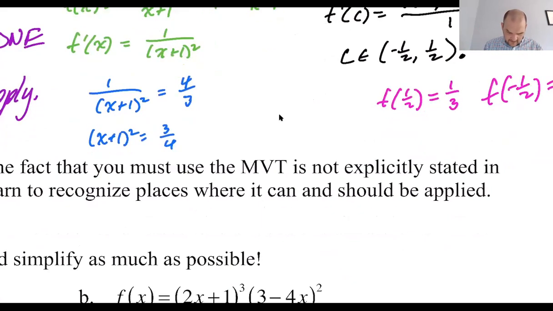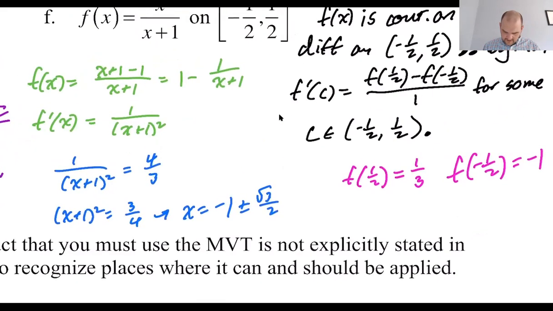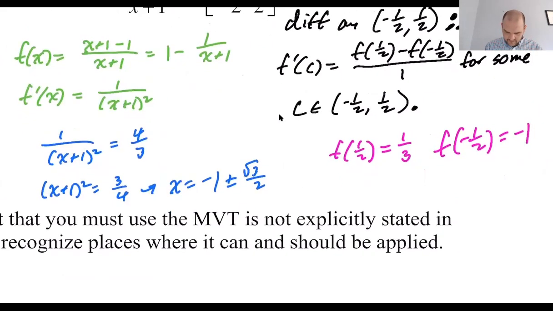And then we get x equals -1 plus or minus radical 3 over 2. Okay, so -1 minus something is definitely out of the interval because -1 is already out of the interval, and subtract something you're even farther out. So it must be -1 plus root 3 over 2. Therefore, c equals -1 plus root 3 over 2.